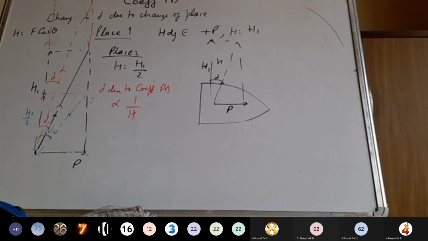And with the change of place, what is the other thing which will change? Z will change. Is Z playing any role here? Answer is no. Only H is changing. H is having a role here. Z will not have any effect on the deviation caused by coefficient permanent V. Is it clear?